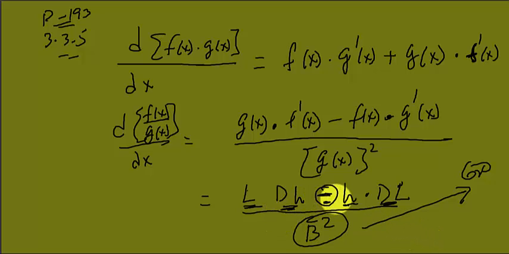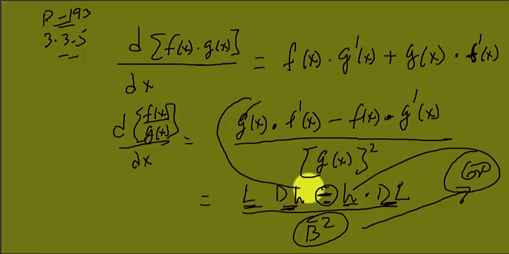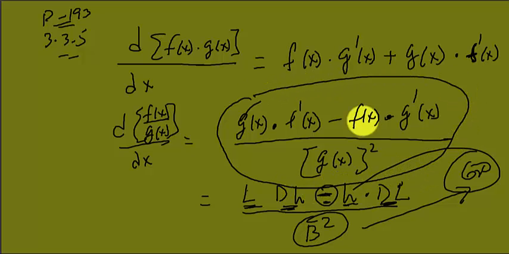Okay, low d high minus high d low, bottom squared, and off we go. Or this is the more formal definition: denominator times the derivative of the numerator minus the numerator times the derivative of the denominator, all that over denominator squared. Okay, so power rule, quotient rule, and product rule. Let's take some derivatives and we'll be done with it.